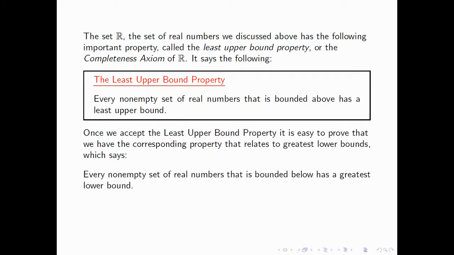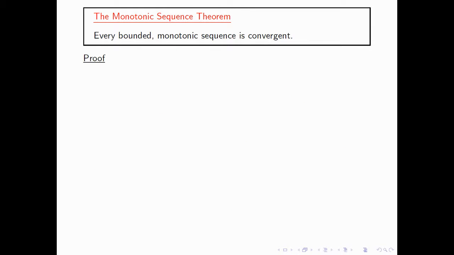And if we accept that, and we are happy with that, then by interchanging the role of greatest lower bound and least upper bound, we are also able to prove that every non-empty set of real numbers that is bounded below has a greatest lower bound. And with that, we can prove this theorem, that every bounded monotonic sequence is convergent.